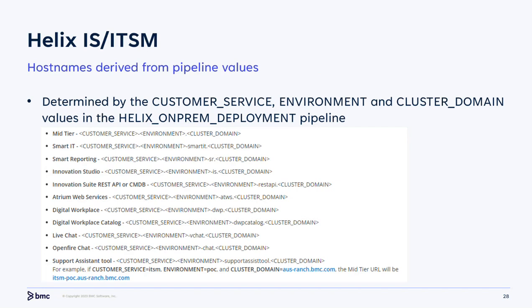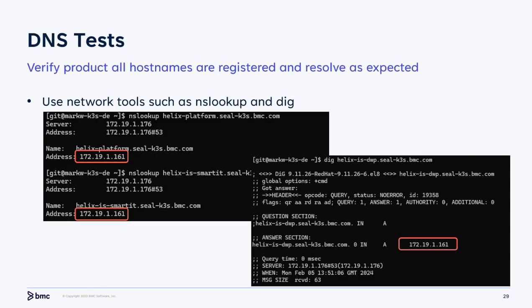On the Helix IS side, they're all derived from pipeline values. So the three that are relevant are the customer service, the environment, and the cluster domain. And you can see there that they are combined to make the mid-tier, Smart IT, and all of the other different URLs that need to be registered as part of your DNS. So all of these need to be set up in advance before you start the deployment.